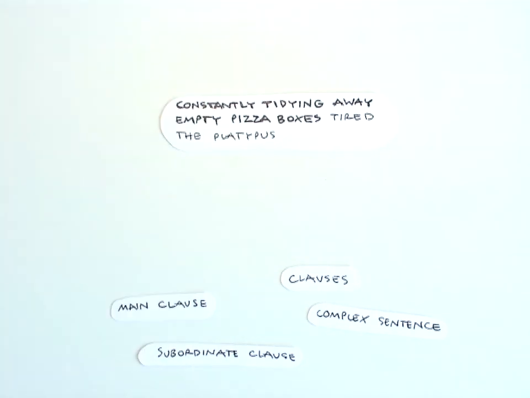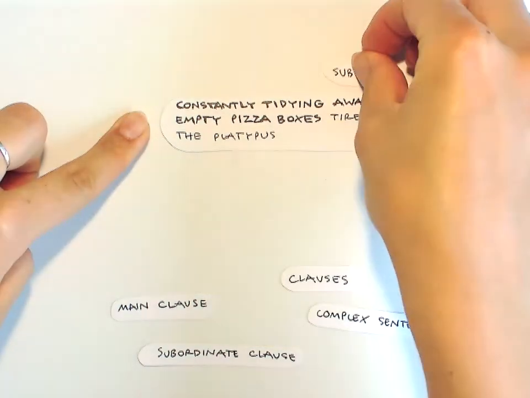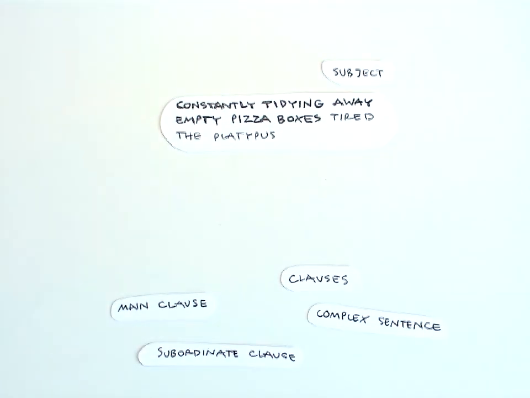"Constantly tidying away empty pizza boxes tired the platypus." Here, the bold clause performs the function of subject. It can be replaced by "it," and it is dominated by S, and it is the left-hand partner of the verb phrase.